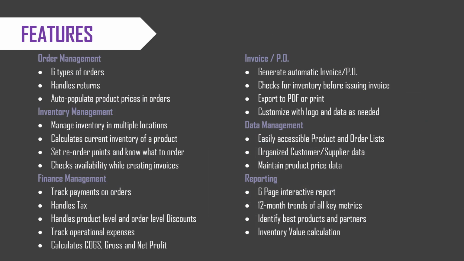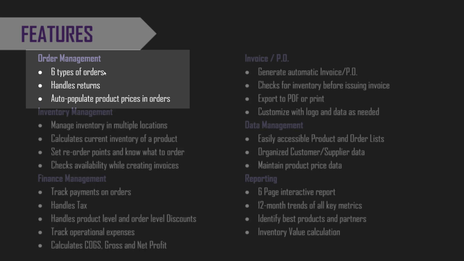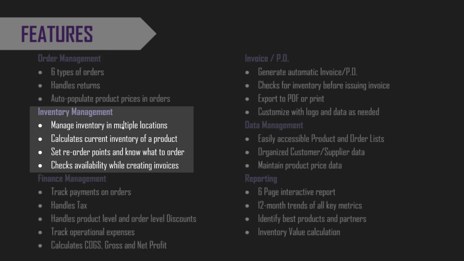Here is a summary of the key features that this template provides. It'll allow you to manage multiple types of orders, including handling returns. It will help you auto-populate the product prices and orders to save you time. You can manage inventory in multiple locations. You know exactly how much inventory is in every single location. You can set reorder points and know exactly which products need to be ordered now. Before issuing invoices, you can check the availability of the products.